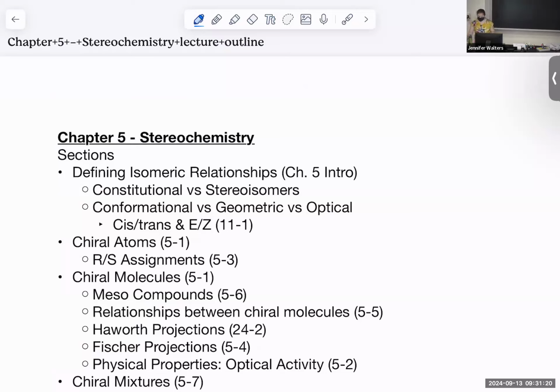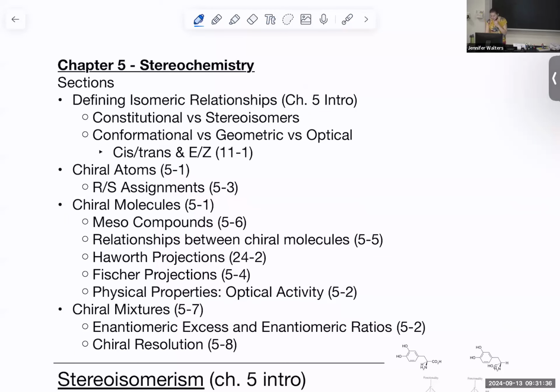So chapter 5 is looking all at this stereochemistry concept. We've been talking about stereochemistry a little bit. Now we're going to look at it in great detail. We're going to revisit our different isomer relationships. So that's where we're going to start.